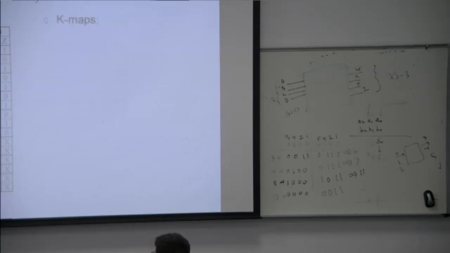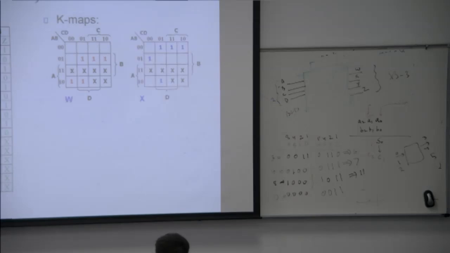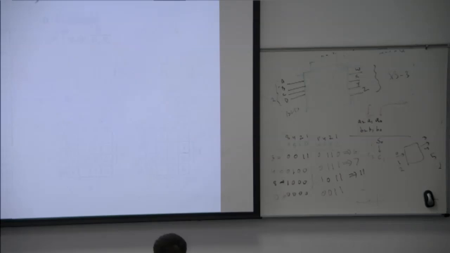K-maps. How many K-maps do we need? 4. K-map 1, K-map 2. This is the K-map for what? W. How many ones? 5. Color coding. See the color coding. Red one. How many ones? 5. Got it? And then we do the logic minimization, do some tricks.